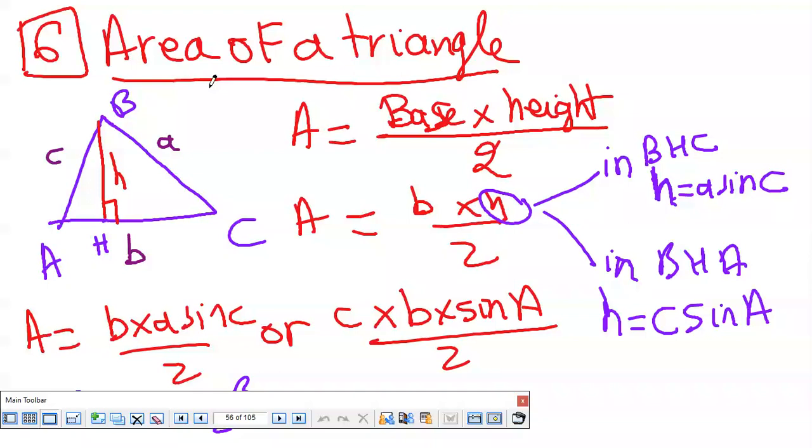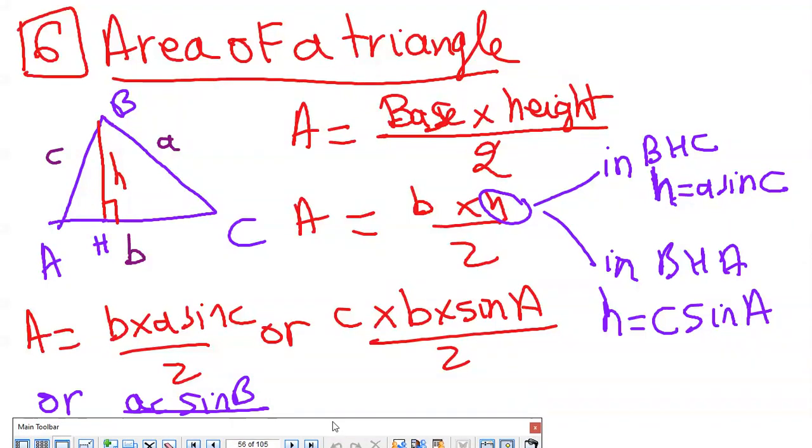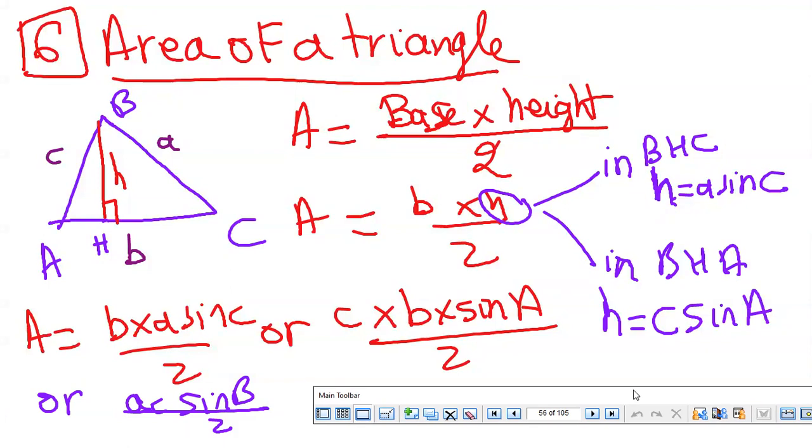Now you are on part 6 in this lesson. It's area of a triangle. Now we know that the area of a triangle is base times height over 2. But if I don't have the height, how can I find the area of a triangle?